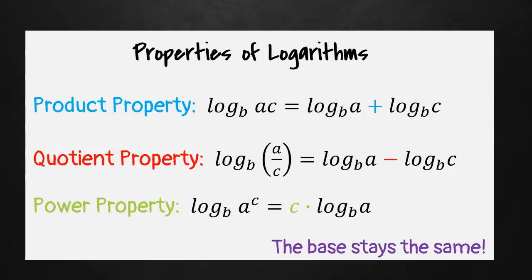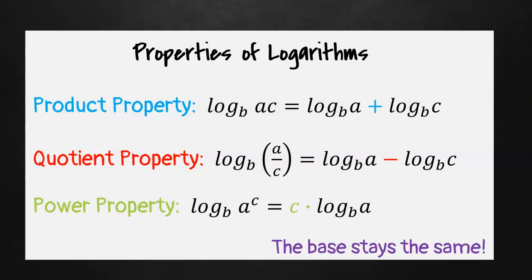Now the product property is if I have a logarithm and I'm multiplying two things in my argument, so in this case A and C, well I could actually split those up and say that those together actually are two different logarithms when I just add them together. Now the base stays the same, but my argument of that A with the argument of that C, I can actually split those up.